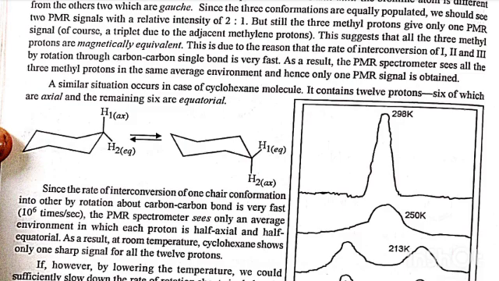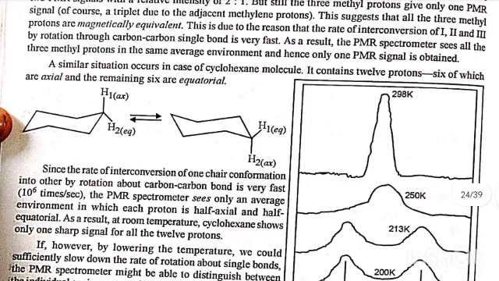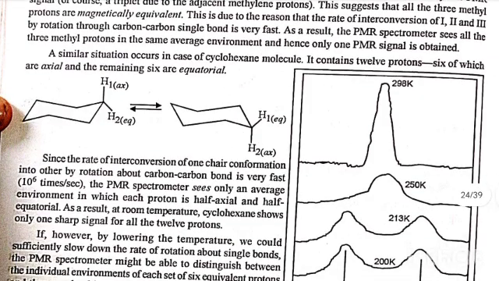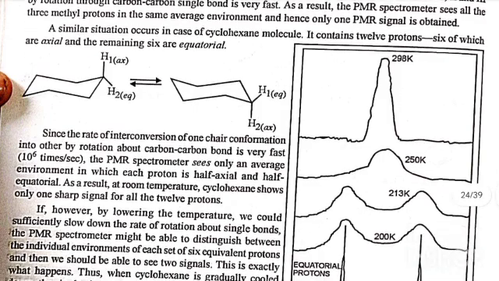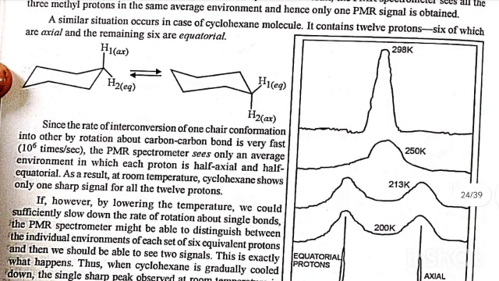This suggests that all the methyl protons are magnetically equivalent. This is due to the reason that the rate of interconversion of 1, 2 and 3 by rotation through the carbon-carbon single bond is very fast. As a result, the PMR spectrometer sees all the methyl protons in the same average environment, hence only one PMR signal is obtained. A similar situation occurs in the case of the cyclohexane molecule.